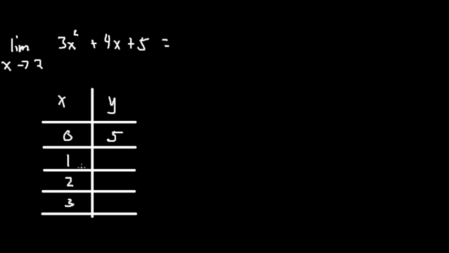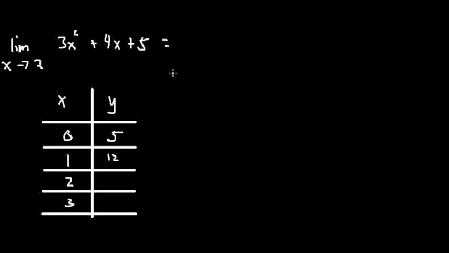So it's 5. Now what about when x is 1? Let us just substitute 1 for x. That's 3 times 1 squared, which is 3, plus 4 times 1, which is 4. So 3 plus 4 is 7, plus 5 is 12, sorry. So if x is 1, y is equal to 12.